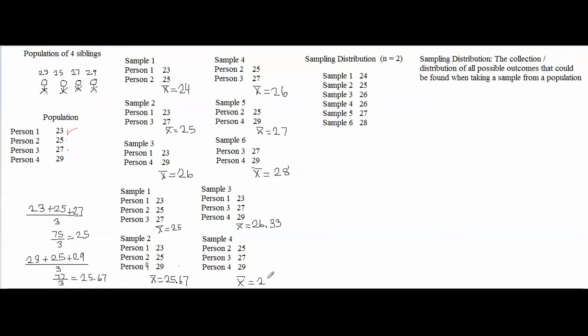So now we found the mean of sample 1, the mean of sample 2, the mean of sample 3, and the mean of sample 4. These 4 sample means make up another sampling distribution. It's the sampling distribution of the sample size of 3. So let's write out this sampling distribution. And instead of putting n equals 2, we'll put n equals 3, because this is the collection of all possible outcomes that might be found when using a sample size of 3.